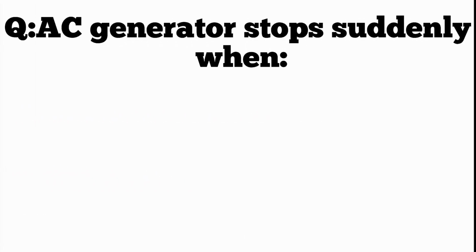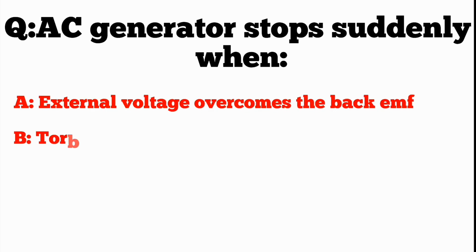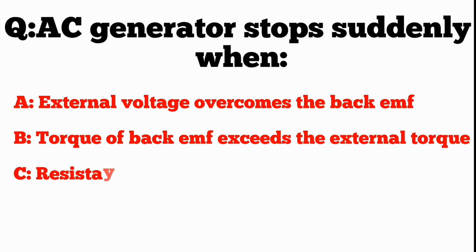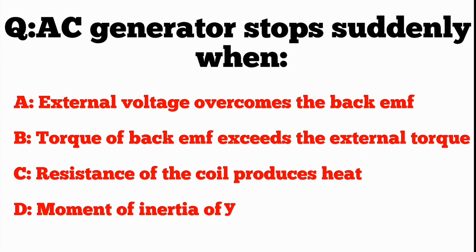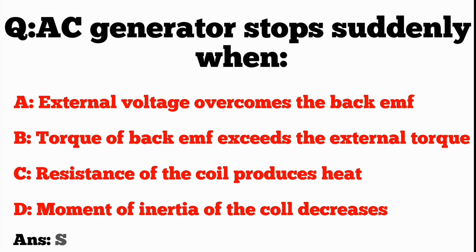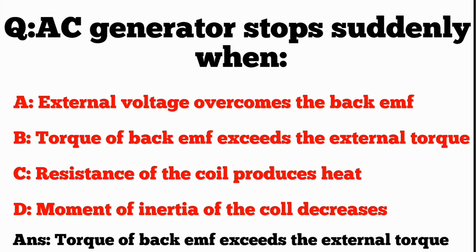Q. AC generator stops suddenly when A. External voltage overcomes the back EMF. B. Torque of back EMF exceeds the external torque. C. Resistance of the coil produces heat. D. Moment of inertia of the coil decreases. Ans. Torque of back EMF exceeds the external torque.